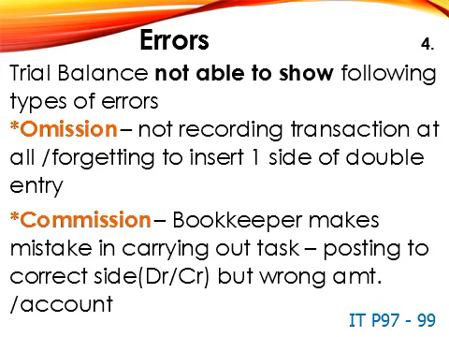4. The trial balance will be able to show if there is an error in the recording of the transactions in the accounts, if the debits do not equal the credits, but the trial balance will not be able to show the following types of errors. Omission error, when a transaction is not recorded at all, or a credit is made but not the corresponding debit, or vice versa. Commission error, when the bookkeeper makes a mistake in carrying out their task, by posting to the correct side, debit or credit, but posting the wrong amount or to the wrong account.